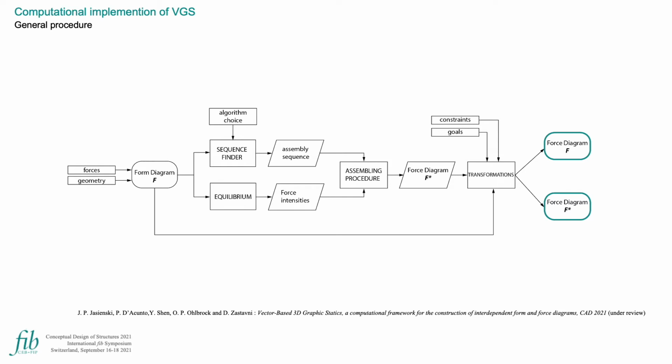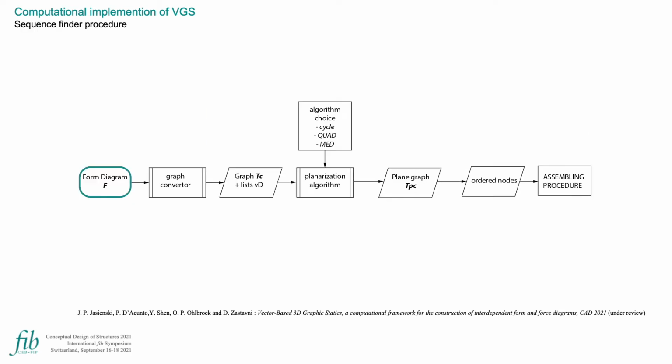Now, let's have a closer look at the algorithm that finds the assembly sequence. First, the form diagram is converted into a non-directed graph. Then, the user can choose one of the three developed algorithms to planarize the graph if it is not planar, which means it contains crossing edges. The resulting plane graph is embedded, and thanks to this, a list of ordered nodes for each vertex of the graph can be extracted. This list will be used for the assembling procedure.